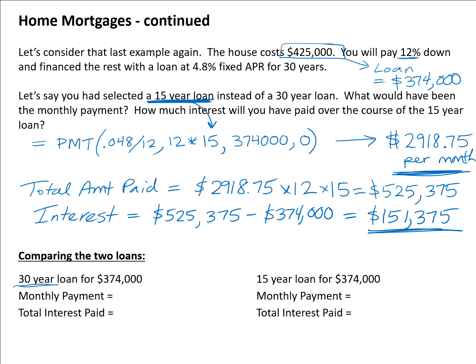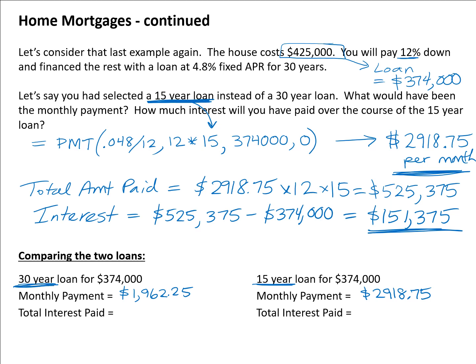Now let's compare these two loans. We had a 30-year loan versus a 15-year loan. Same amount though. Both were having a loan for $374,000. The monthly payment in the 30-year loan was $1,962.25. The monthly payment with the 15-year loan was $2,918.75. First off, one thing you can see right away is that, of course, the monthly payment is higher with a 15-year loan because you're paying the loan off sooner. But it's not twice as high.